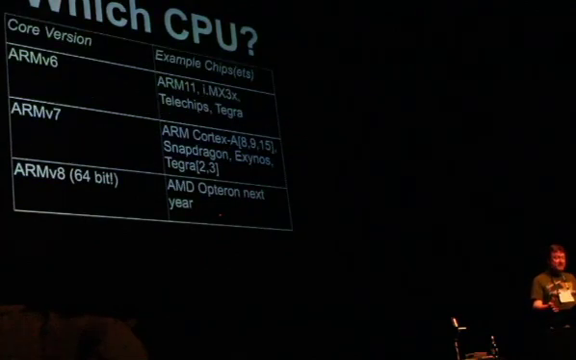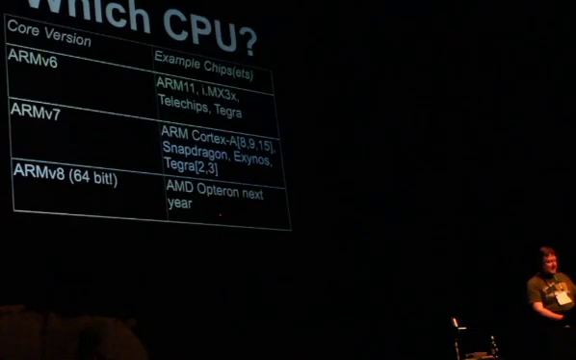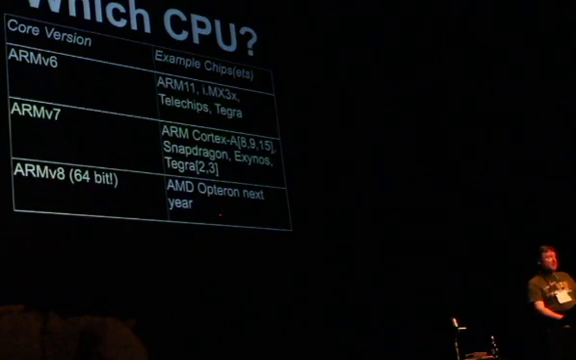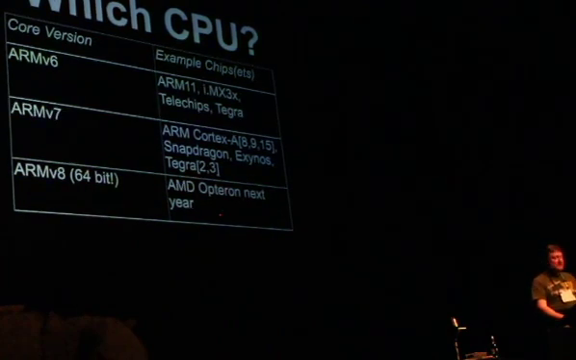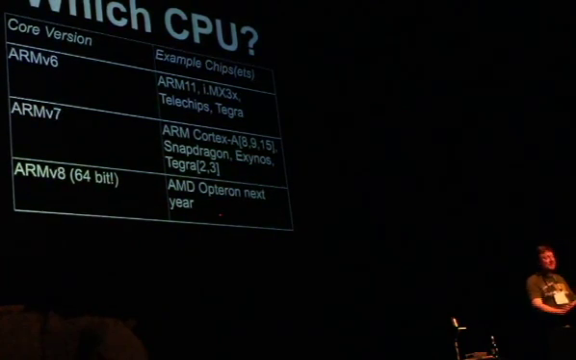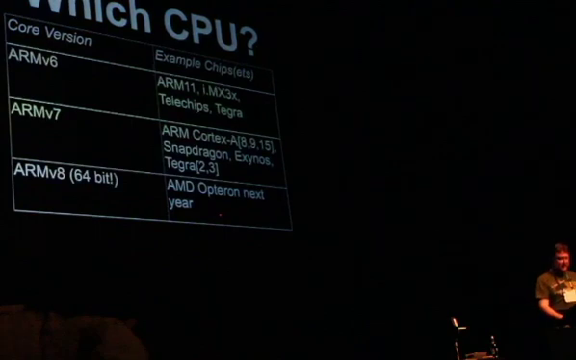The Tegra chips are based on the ARM version 7, and this is really starting to annoy me. Next year we're going to see the AMD Opteron running with the ARM version 8, which is the first 64-bit ARM architecture. So I'm quite excited about that. Don't know about you guys. I'll probably throw a party or something.